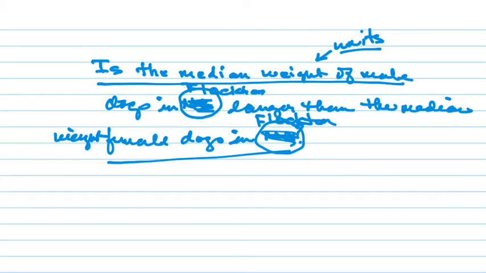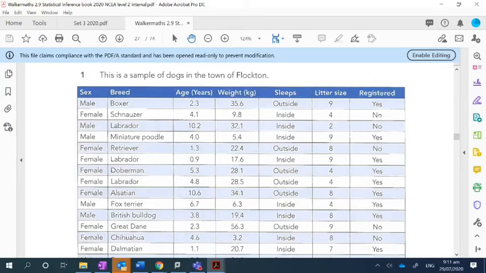Okay? So that gives you a little bit of an idea about what we're looking for and how you can just pull some information. Could I do one with registered? Sure. I wonder if the median number of male dogs in Flockton that are registered is higher than the median number of female dogs in Flockton that are registered. What do you think? You think males would be more likely to be registered than females?